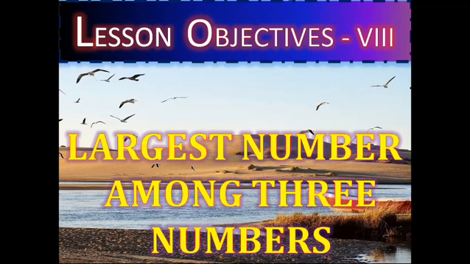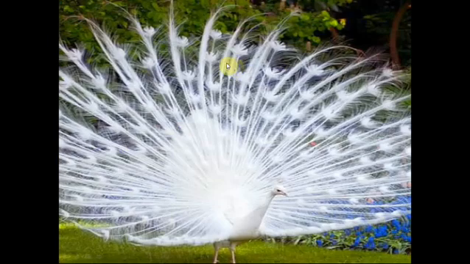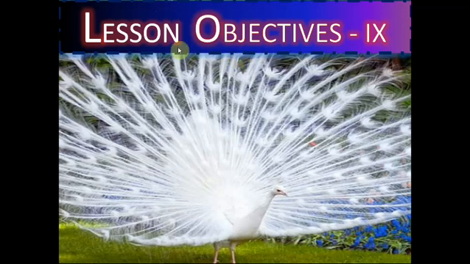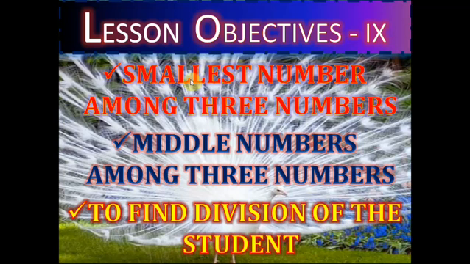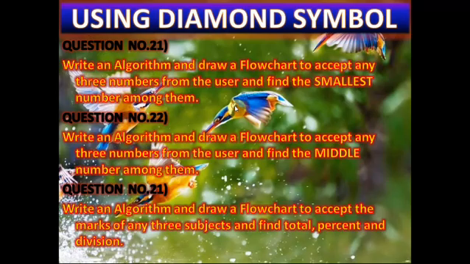In the previous class, you read about how to write an algorithm and how to make a flowchart for finding the largest number among three numbers. Today we will be discussing programming tools part 9. In this part, I have covered only three questions: smallest number among three numbers, because in earlier classes I had given this question for you; middle number among three numbers; and the very last question, to find the division of the student. So let's begin.